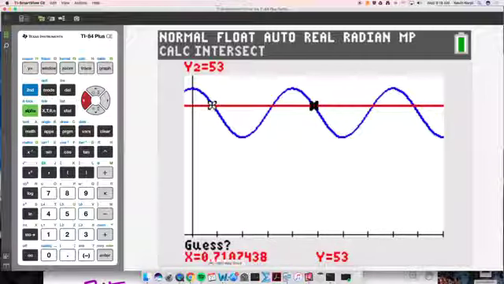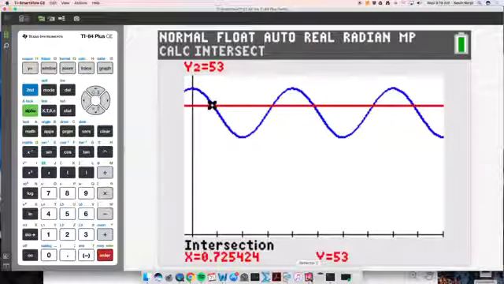Sometimes it's fun, like I mentioned earlier, when it says guess. It's kind of like inviting you to guess. So I scrolled over to 0.71. I'm going to guess 0.72 as I hit enter. I guessed. Well, it's 0.725, so it's pretty close.